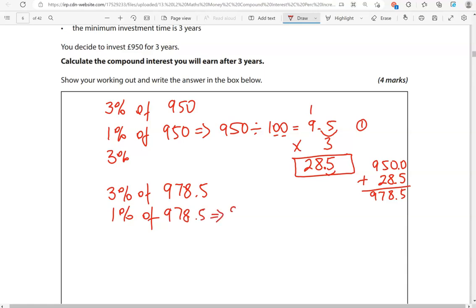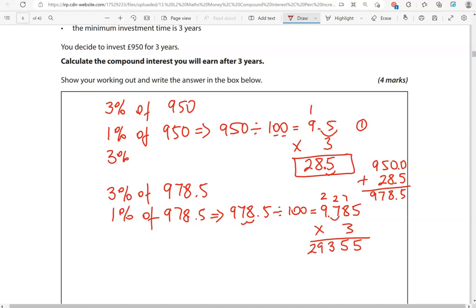So we'll do 978.5 divided by 100. Moving the decimal point 2 places to the left, we get 9.785. That is 1%, so 3% will be 3 times that. So I'm going to multiply this by 3. 3 times 5 is 15, so 5 down, 1 carried over. 3 times 8 is 24, and the 1 is 25, so 5 down, 2 carried over. 3 times 7 is 21, and the 2, that is 23, so 3 down, 2 carried over. 3 times 9 is 27, and the 2 is 29.